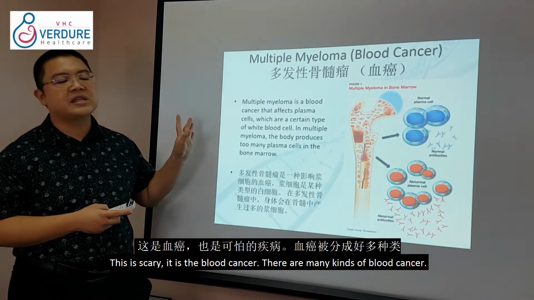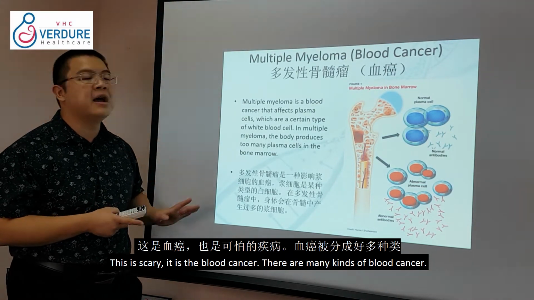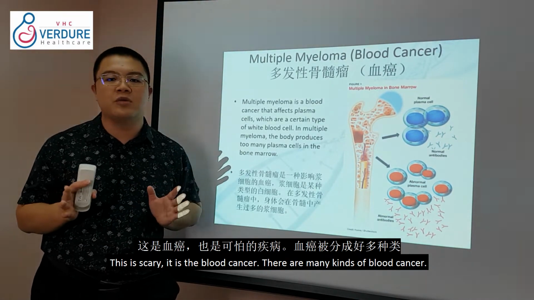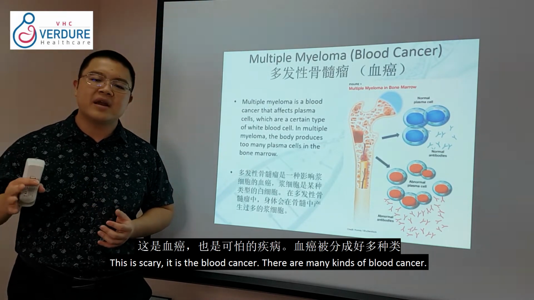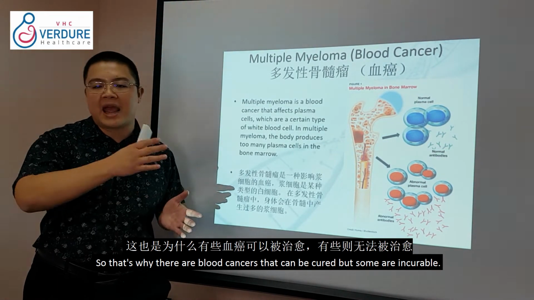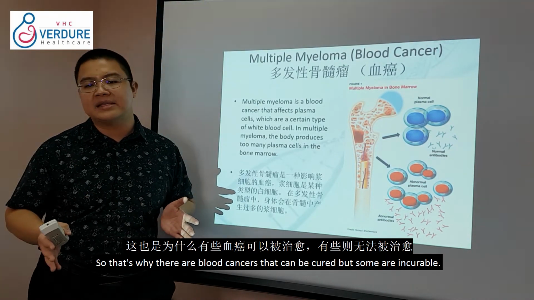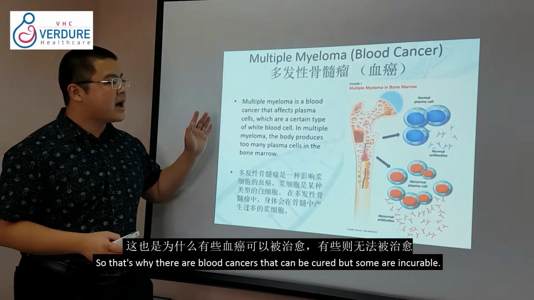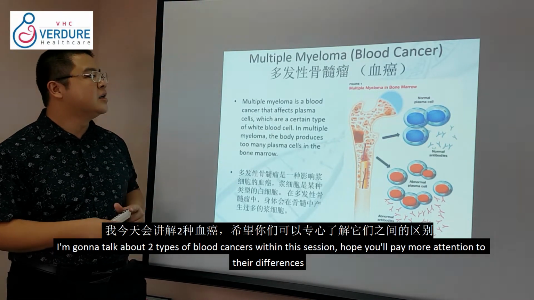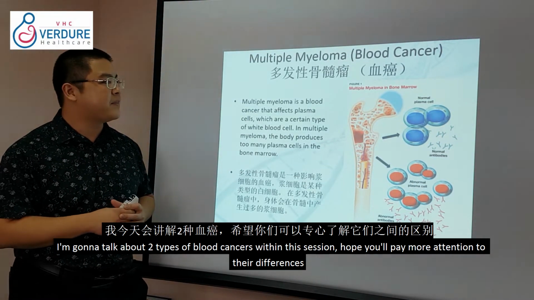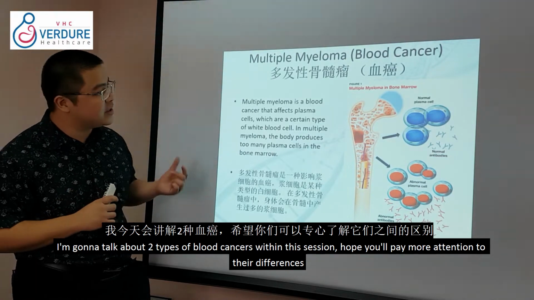Right, now this is scary. This is blood cancer. For some people who don't know, there are many kinds of blood cancer out there. That's why certain blood cancers can be cured, and some cannot. So I'm going to talk about two types of blood cancer within this session. I just need your help to pay more attention to the differences between the two.